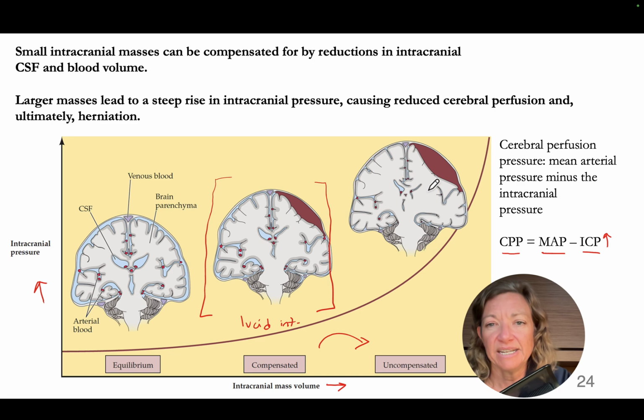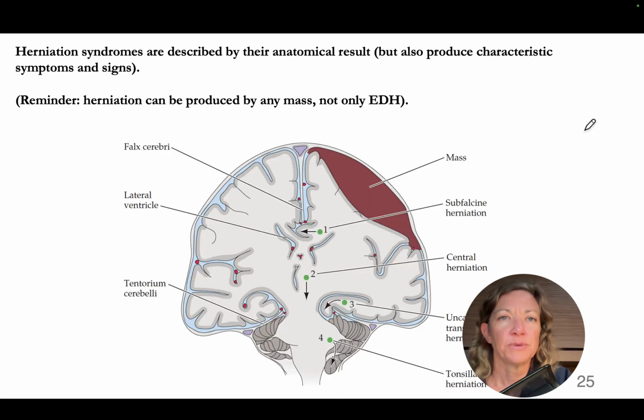But what starts to happen here, when the brain can no longer compensate, is we start to develop herniations. That means bits of brain are heading for the exits that are available. They're literally being squished out of the fixed volume of the cranial vault. So here are the herniation syndromes. There tend to be 4, and they're described by their anatomical result. That's what they're named for. They also produce characteristic symptoms and signs. They often are a progression in severity. So you don't need to have 1, 2, 3, and 4, but that can happen in terms of a progression.